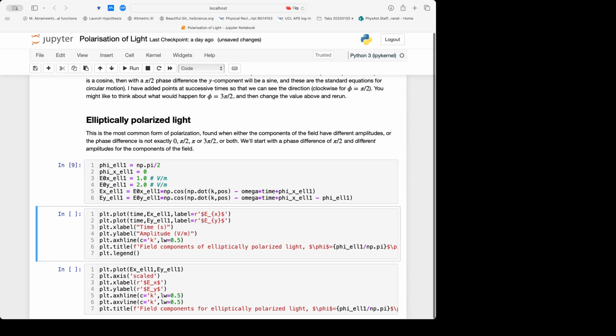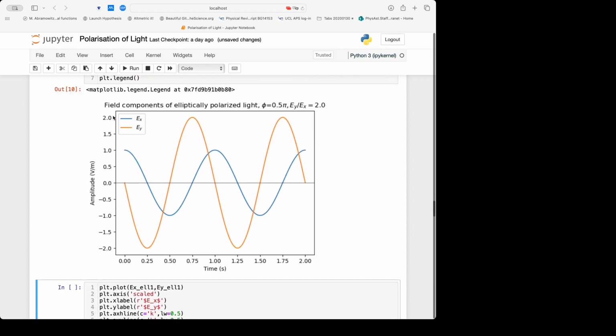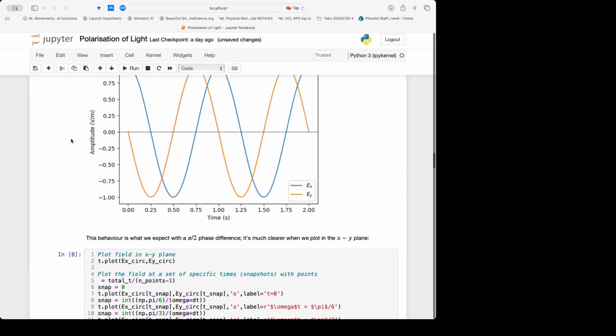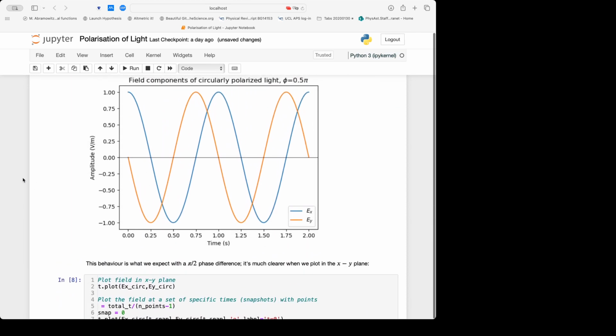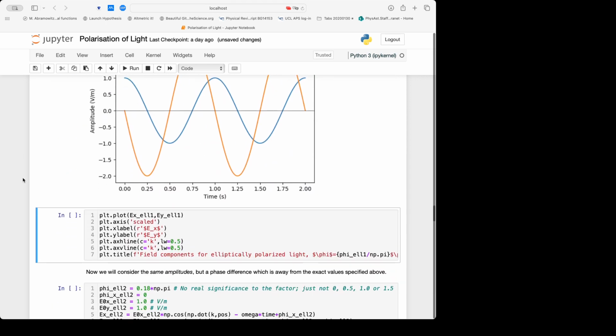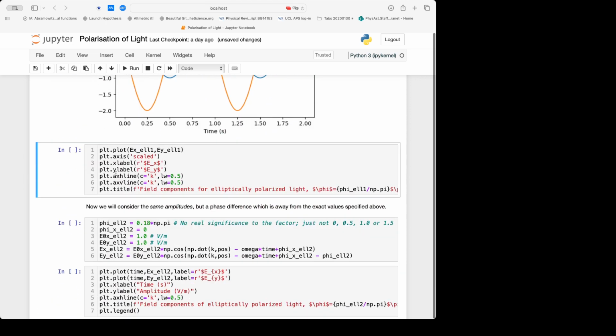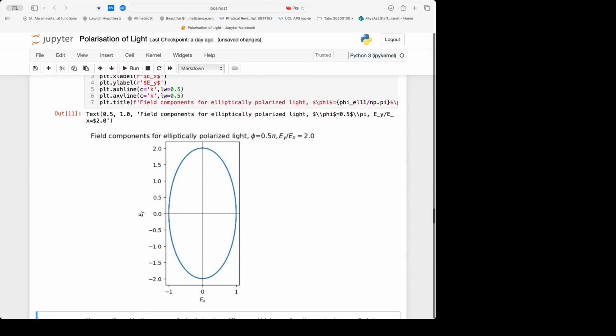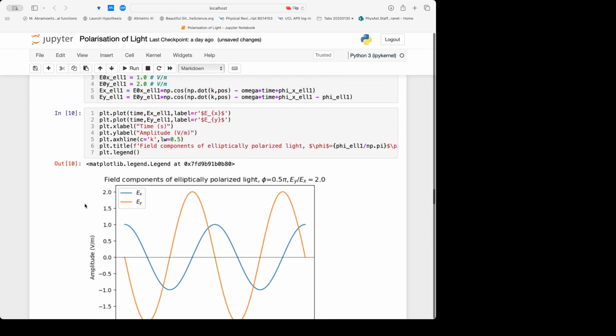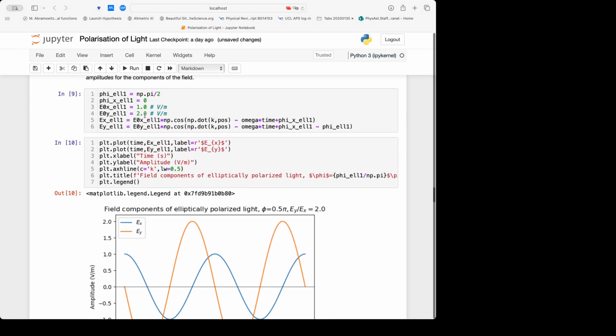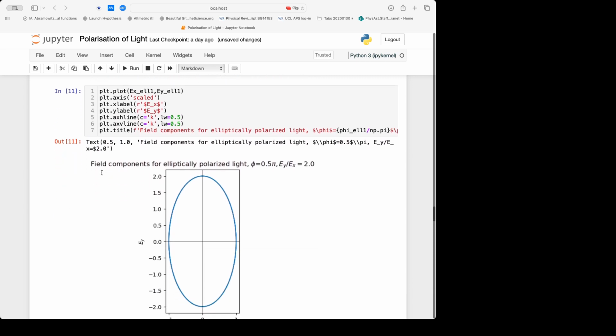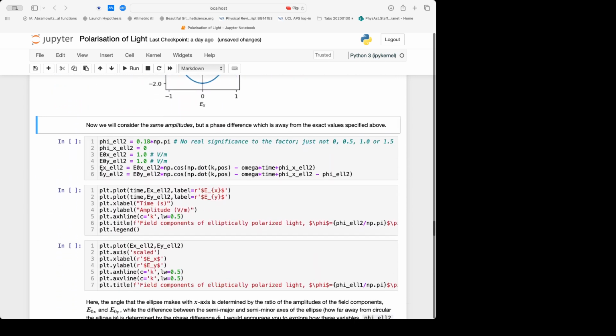Let's plot this, and we see, okay, here's the plot against time. Compare that actually to the circular plot, and what you see is the only difference is the magnitudes. That's not surprising because that's how we set it up. Now let's plot this in the xy plane, and you see that what we've got is the same as we had for the circular motion, but we've stretched it along y, and that's because we've set the y magnitude to be twice the x magnitude. Okay, so that's a very simple, almost a trivial example of elliptical polarization.